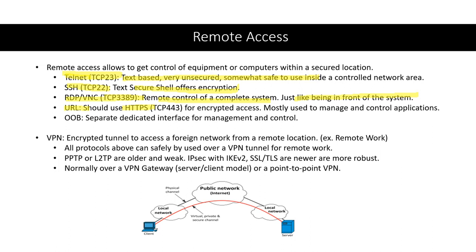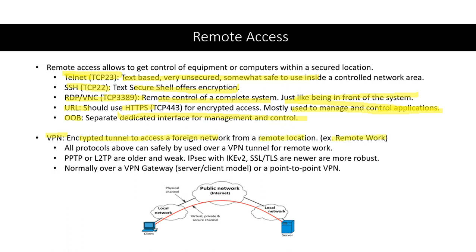So that's when you have an HTTPS web page that uses, remember, TCP port 443. That is encrypted access, right? And usually when you have a URL, it is just to manage and control some applications, some software or something that can be used through HTTPS. Another way to do remote access is OOB, out-of-band access. This is a separate interface to manage and control devices, either a switch or servers and things like that. So that's within your environment that you can do all of this: SSH, RDP, URL, or out of band.